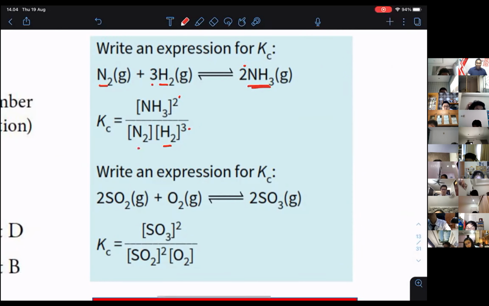Concentration of nitrogen to the power of 1. No need to write down. Yeah, so this one, it means times. Okay, times. So they don't show over there. Yeah, it is times. That is the expression. Take note, Kc can be used for both gas.